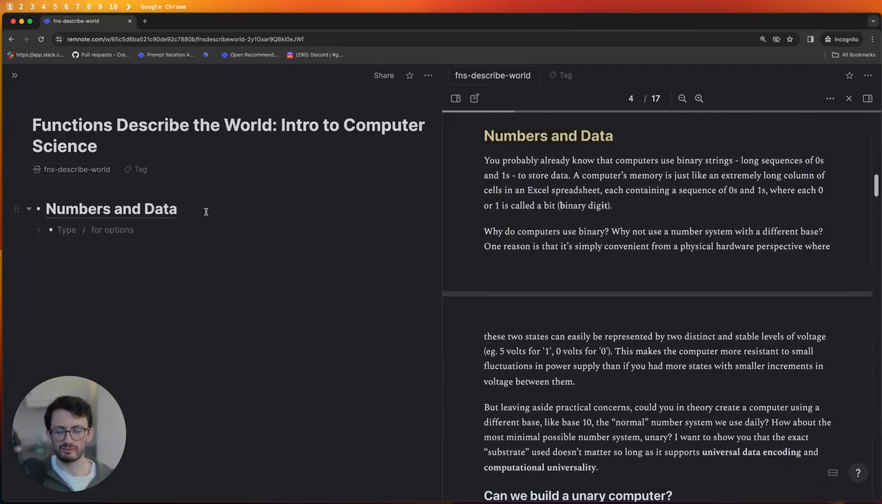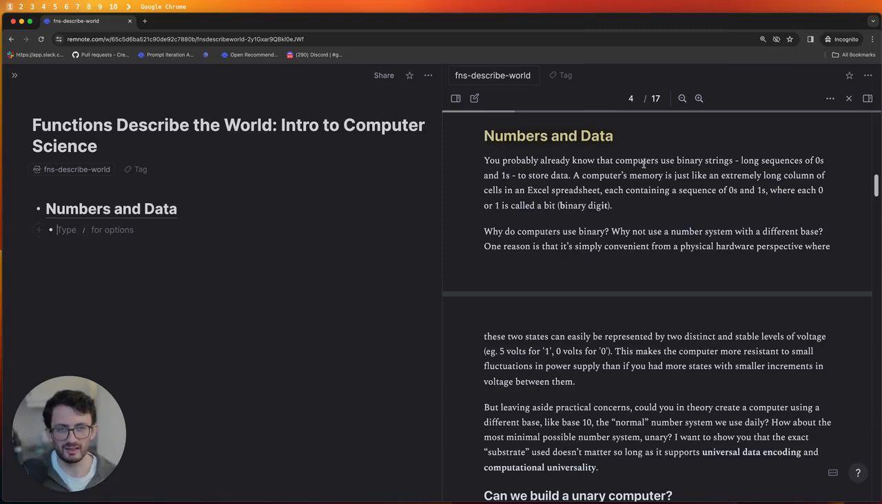All right, so I've refreshed my memory of the numbers and data section. Now we can get into how I would create flashcards from this if it was an article that I was reading for the first time. So the first thing I think that's useful to do is to try and recognize the important concepts that are being discussed in this section.